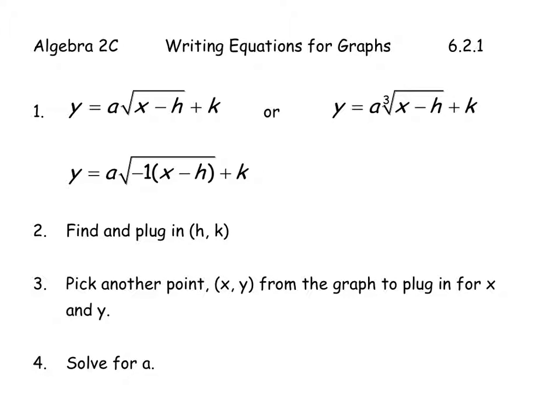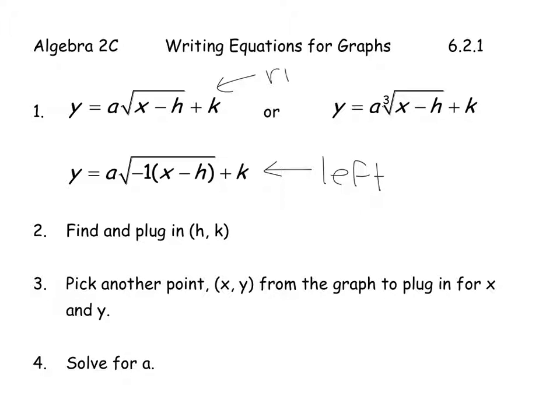Alright, so what if we had to write an equation for a graph of a square root or cube root that we were looking at? First, we'd have to figure out which equation to use, whether it's a square root or a cube root. Then if we're using a square root and it goes to the left, we have to remember to put the -1 in there to make the x negative. Otherwise, we will in fact not get our graph to go to the left like it's supposed to.